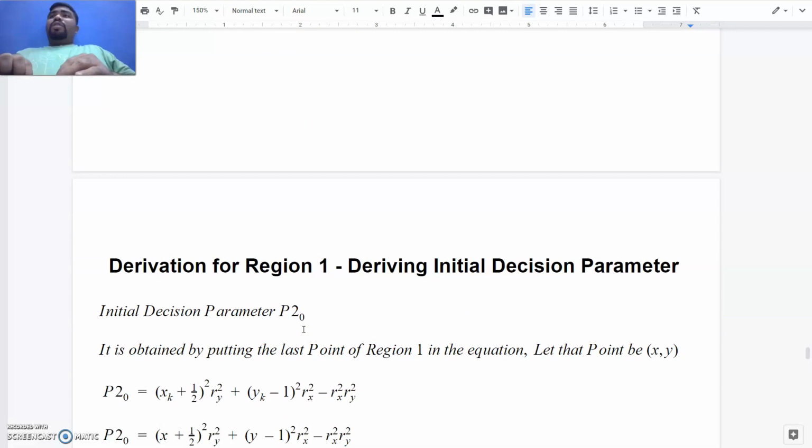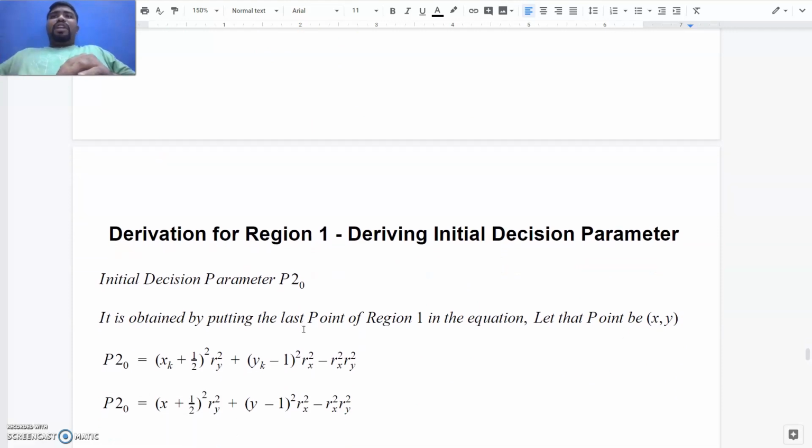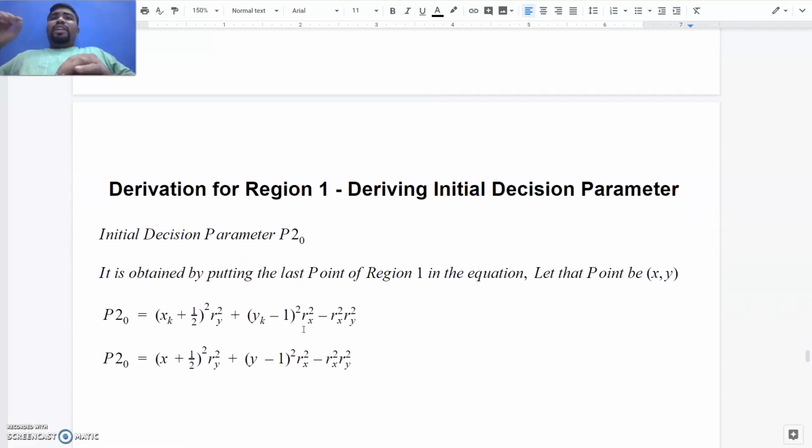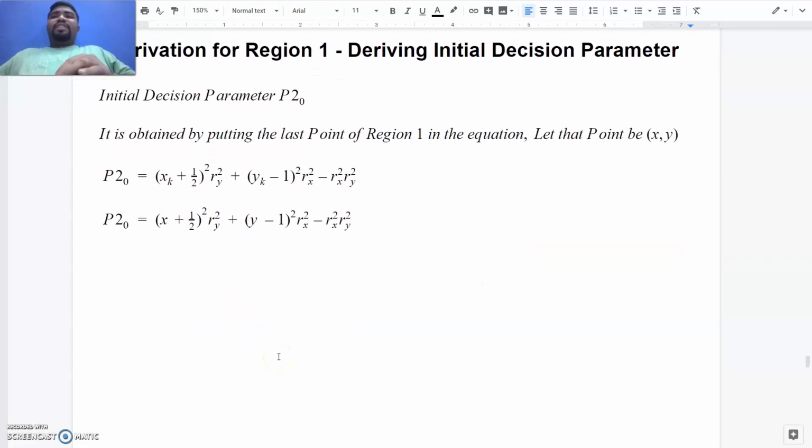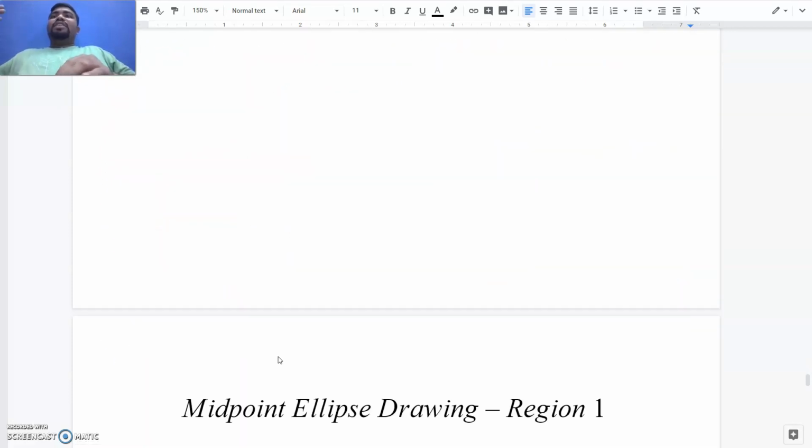So the region 2 derivation is also done. Now we need to find just the initial decision parameter for region 2. But to find the initial decision parameter for region 2, do we have the initial point for region 2? No, that is what we are going to get from region 1. So obviously we can't put in anything over here. So we just take some arbitrary point x comma y and put it into the equation of p20. So xk is just replaced by x and yk is replaced by y. So this is how we get the derivations, and let's get started with the solution.